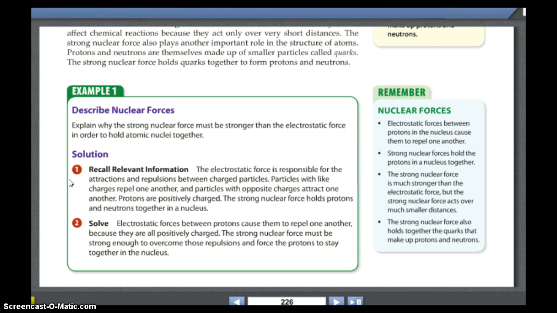Solution. The electrostatic force is responsible for the attraction and repulsion between charged particles, so plus and minus. Particles with like charges repel one another, and particles with opposite charges attract one another. Protons are positively charged. The strong nuclear force holds protons and neutrons together in the nucleus. Solve. Electrostatic forces between protons cause them to repel one another because they are all positively charged. The strong nuclear force must be strong enough to overcome those repulsions and force the protons to stay together in the nucleus.